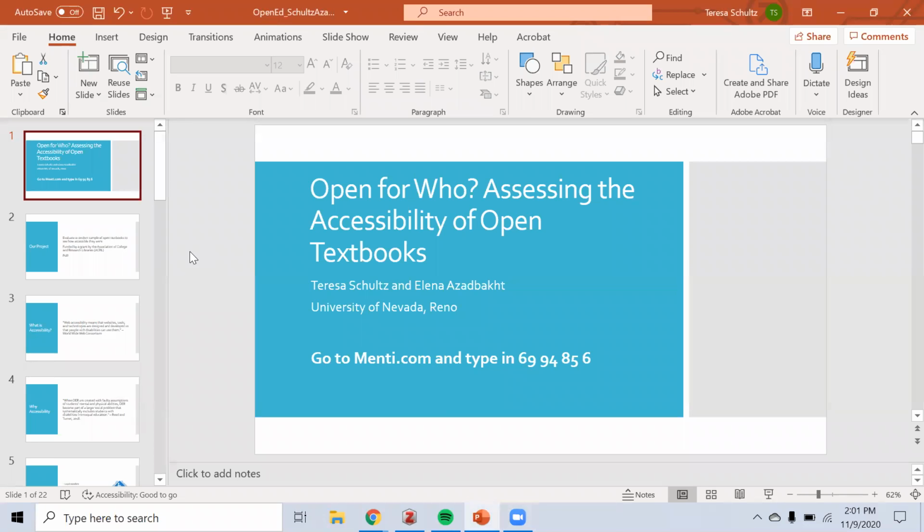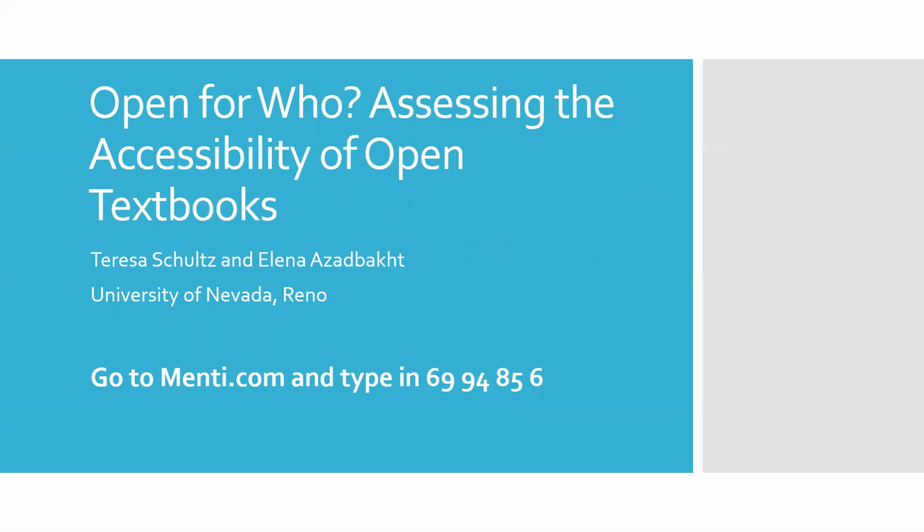Okay, hi everyone. Thank you so much for joining us in our presentation today, called Open for Who: Assessing the Accessibility of Open Textbooks. My name is Teresa Schultz. I am the Social Sciences Librarian here at the University of Nevada, Reno. Hi, and I'm Elena Asabacht. I'm the Health Sciences Librarian at the University of Nevada, Reno.